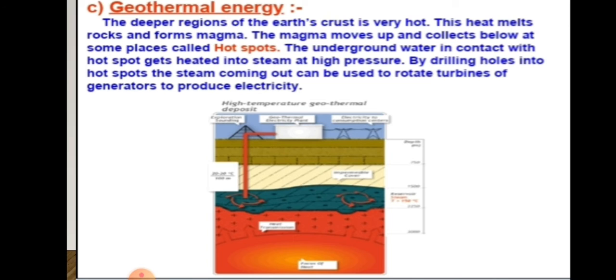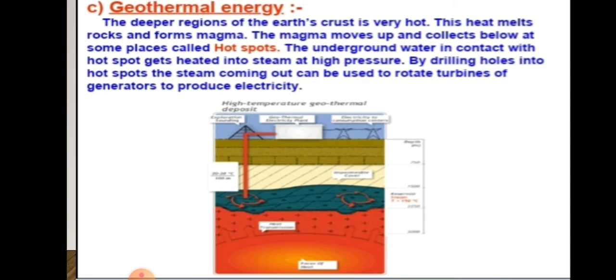Next is geothermal energy. The deeper region of the earth's crust is very hot. Geo means earth and thermal means heat, so it is the energy obtained from the hotness of the earth. This heat melts rocks and forms magma. This magma moves up and collects below at a place called a hotspot. The underground water in contact with these hotspots gets heated into steam at high pressure.